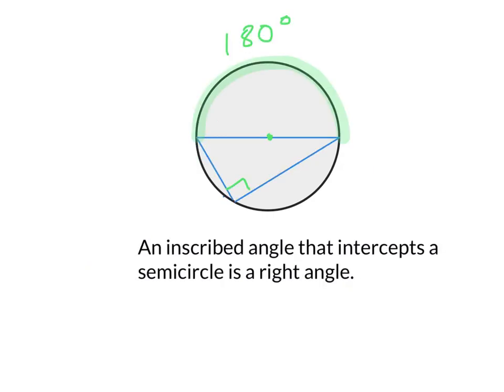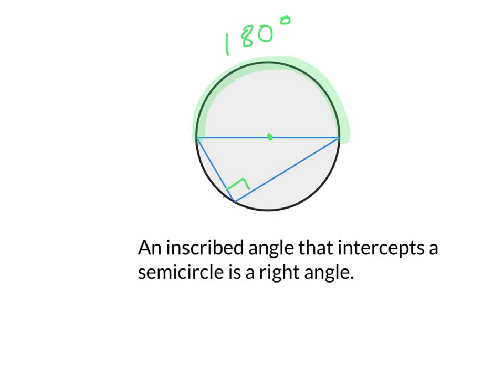Okay, so sometimes we have inscribed angles that intercept a semicircle. So I noticed that I put a diameter right here. That way you could see it went through the center. So this is exactly half the circle. So this 180 degrees is exactly half the circle, and this inscribed angle with its vertex on the circle intercepts that semicircle. So it has to be half of 180, and that would be 90 degrees.